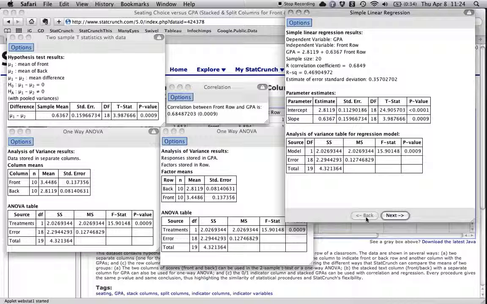Anyhow, the overall point here is that you can compare the means of two groups in several different ways. A t-test, two ways of doing the one-way analysis of variance, a correlation, regression, and they all give you the same conclusion. They all give you exactly the same p-value because they're all related.